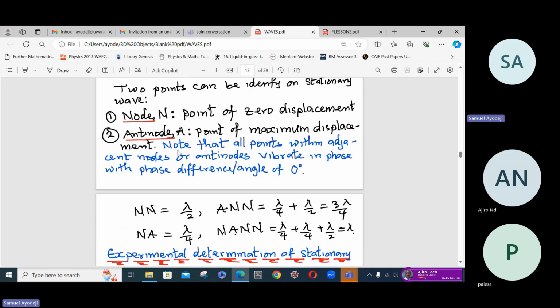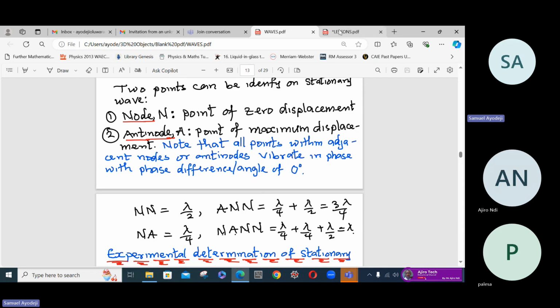Take note of this. Note that all points within adjacent nodes or antinodes vibrate in phase, with the phase difference of... I will get to this point later. What I mean by phase difference, I will explain later. Within adjacent nodes, they vibrate in phase. Now, we want to express the distance between node to node or antinode to antinode in terms of wavelength.